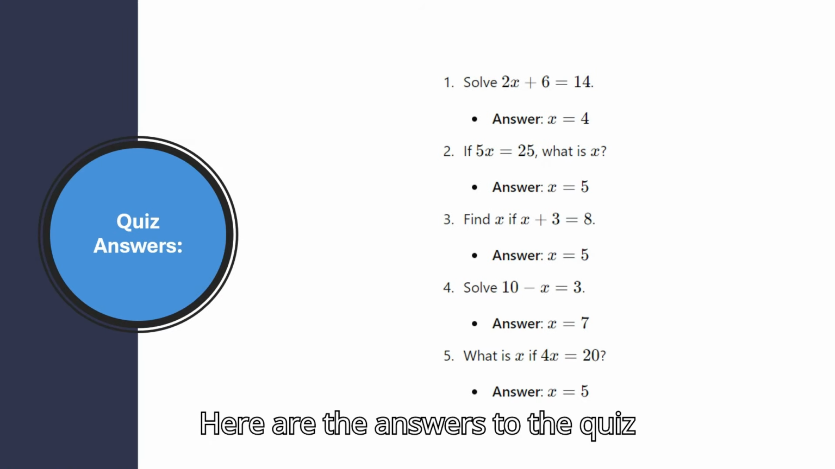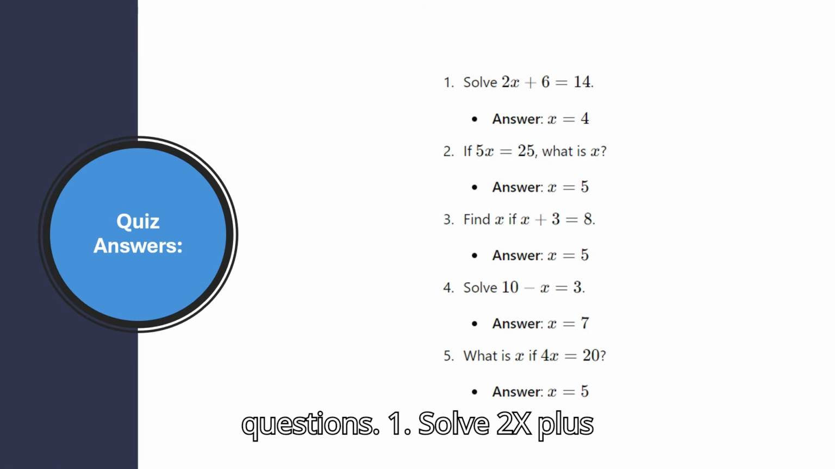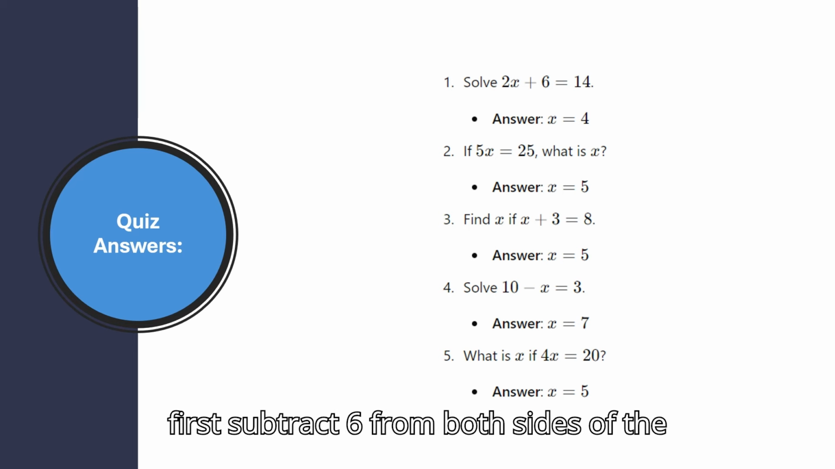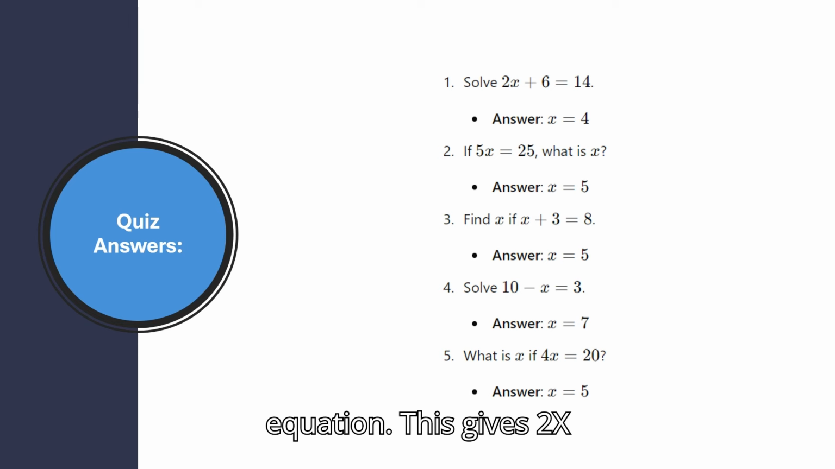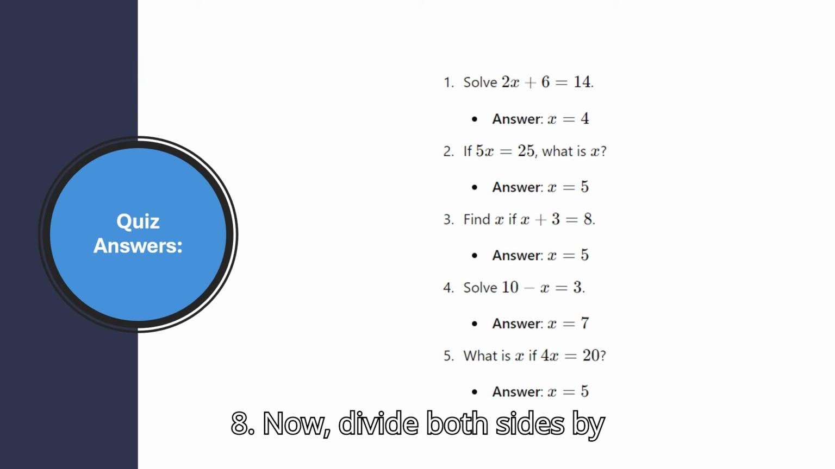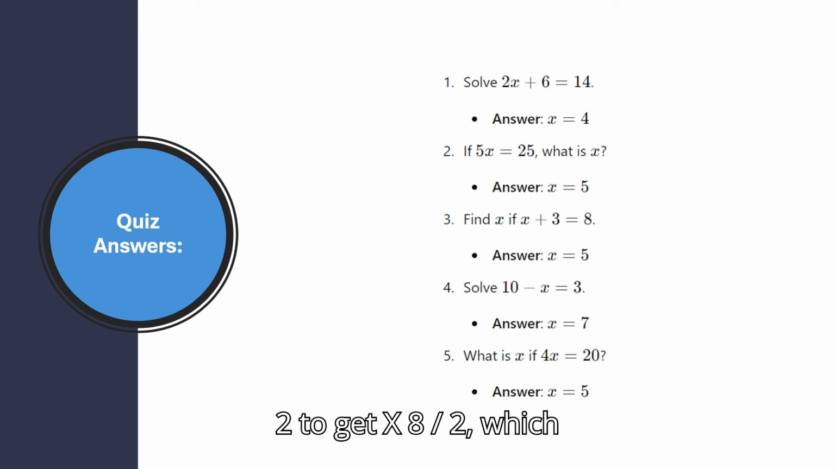Here are the answers to the quiz questions. 1. Solve 2x plus 6 equals 14. To solve for x, first subtract 6 from both sides of the equation. This gives 2x equals 14 minus 6, which simplifies to 2x equals 8. Now, divide both sides by 2 to get x equals 8 divided by 2, which simplifies to x equals 4.